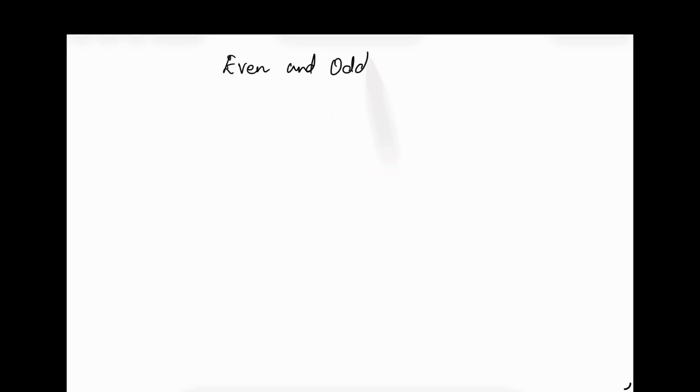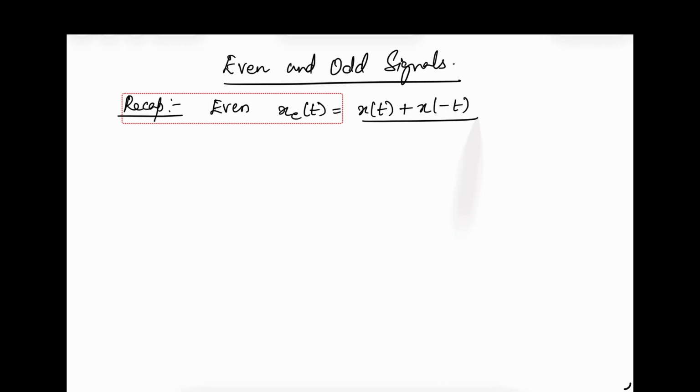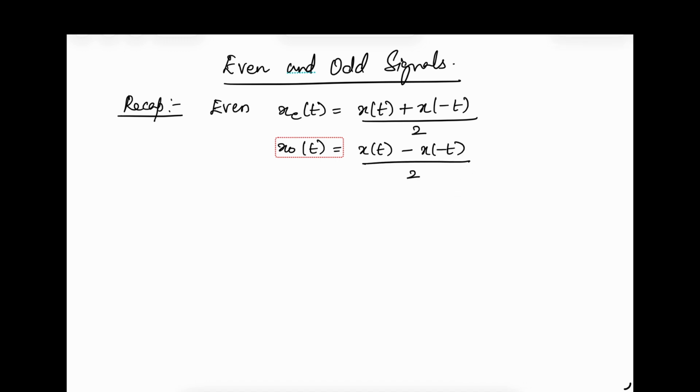Odd signals. So in our previous videos, we have seen the problems of how to compute an even and odd signal. Let me again give a quick recap of the formulas. For an even signal, x even of t can be computed using x of t plus x of minus t divided by 2. And for an odd signal, x odd of t is equal to x of t minus x of minus t divided by 2. So these are the formulas in case of a continuous time signal.